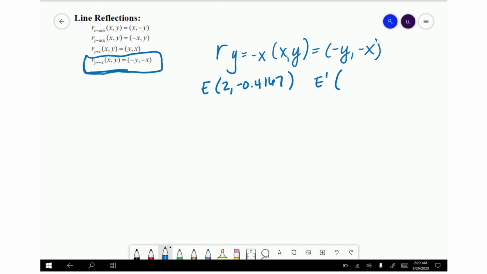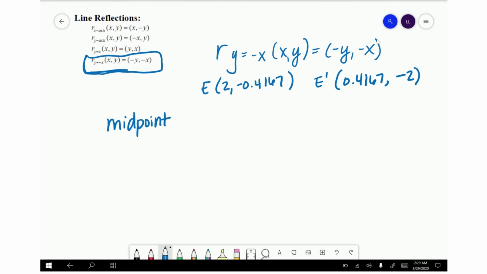And E prime would be 0.4167, comma, negative 2. Okay. So remember, our first goal is to find the midpoint of that line. We're going to find the midpoint of that line.